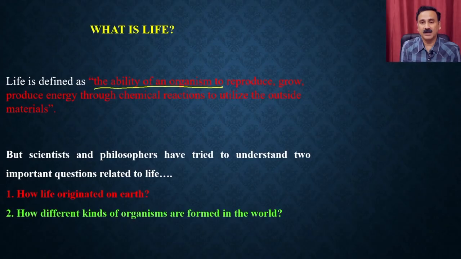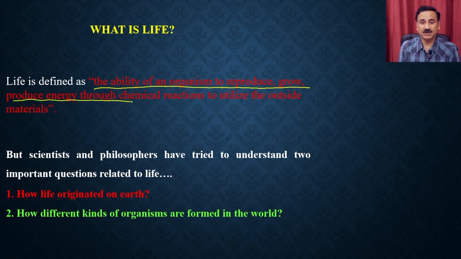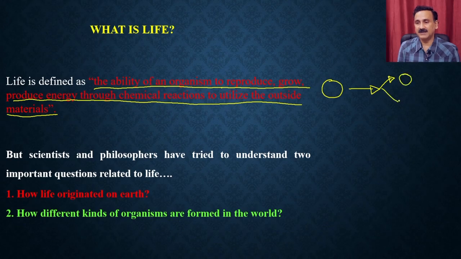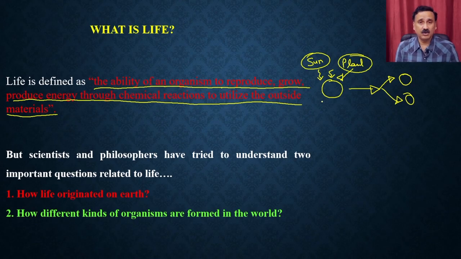So what is life? Life is defined as the ability of an organism to reproduce, to produce its energy through chemical reactions, and to utilize outside material. What it means is that an organism has life if it can reproduce, which means it can give you offsprings. It can utilize the raw material; in the case of a plant, for example, it could be sunlight. Or it could be other organisms, like the plant itself could be a raw material for other organisms.